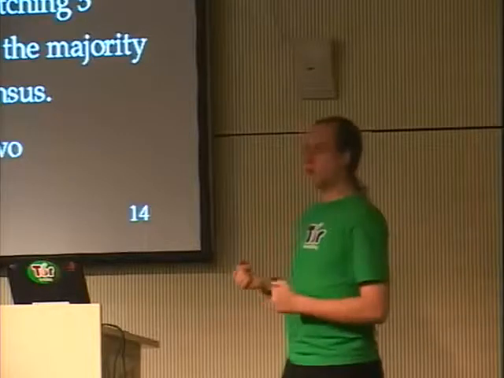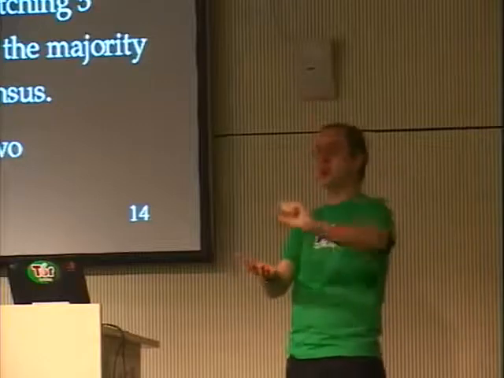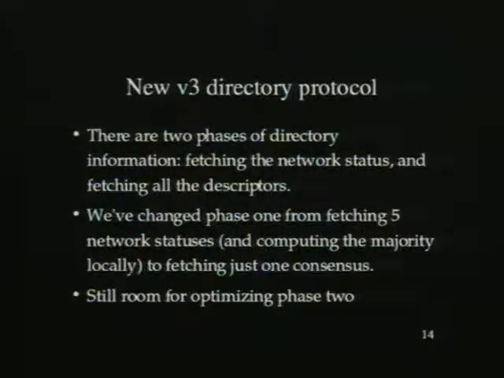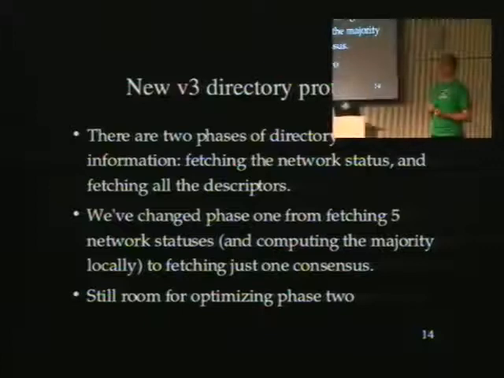So there are two phases. The first phase is you get that list, the little summary of them. And then the second phase is for all the servers that you want to use, you go out and you fetch the server descriptor for them, which is a signed blob that says these are my keys and exit policies and stuff like that. So we've been focusing lately on making that first phase a lot faster.